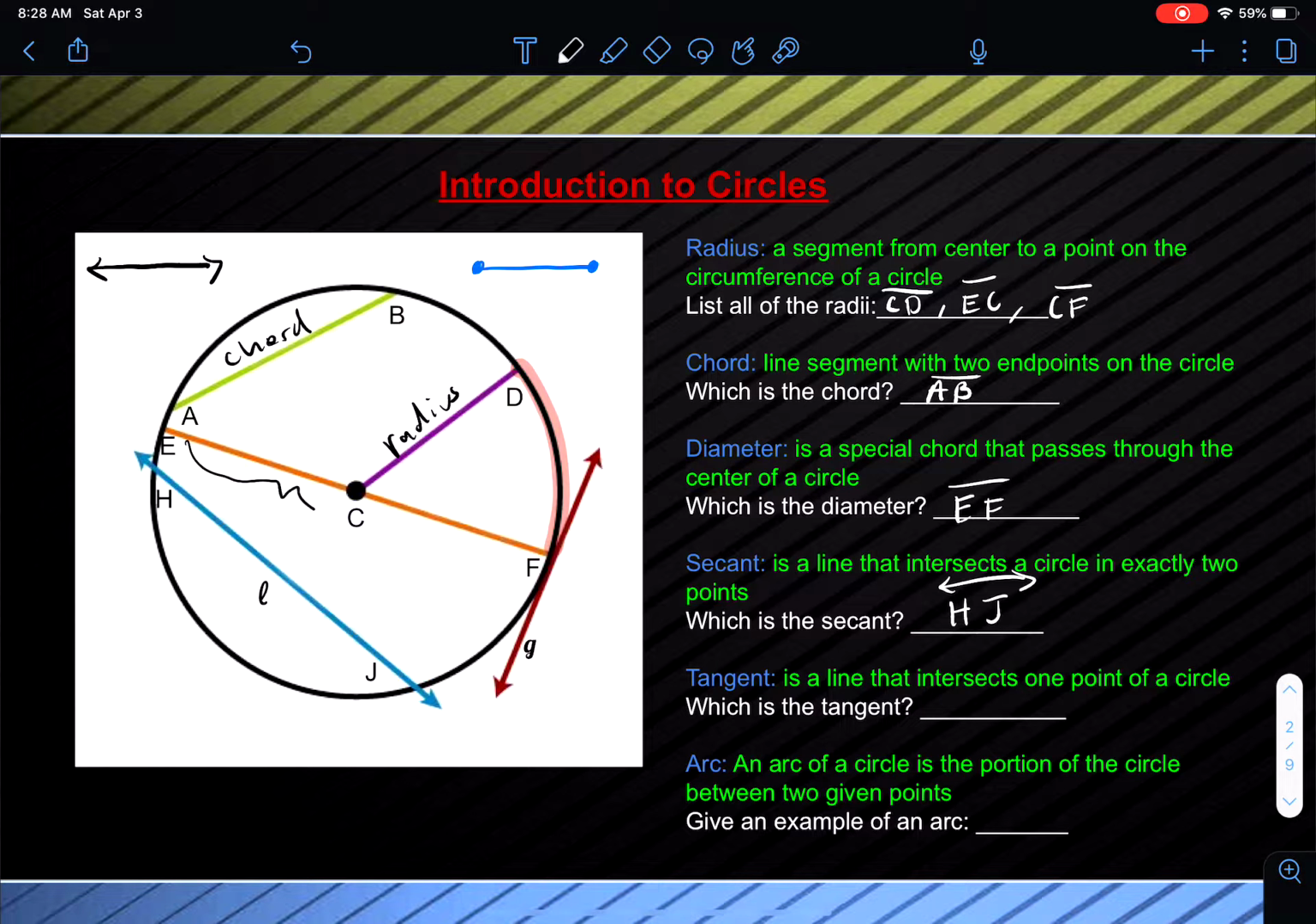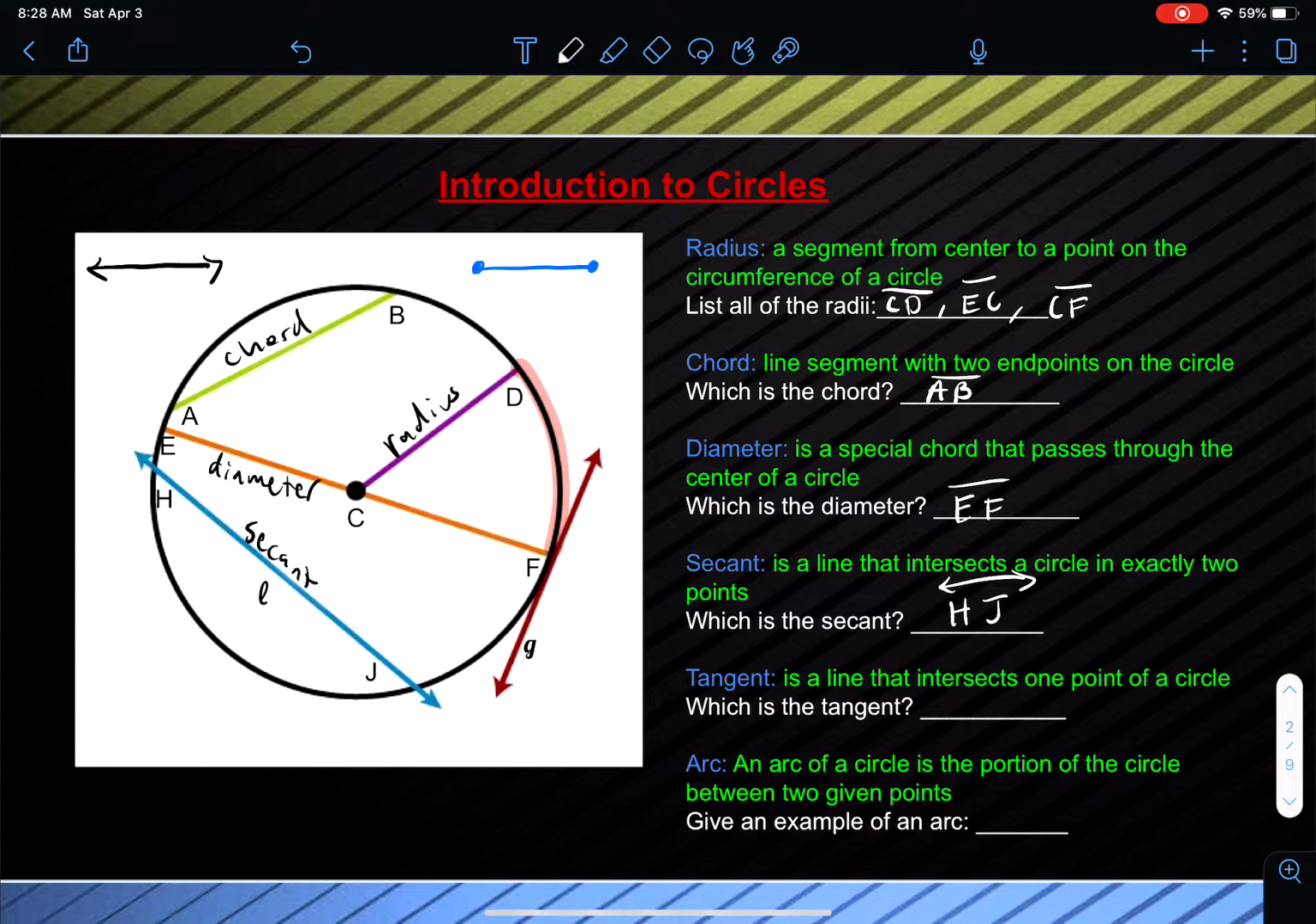Okay, let me label everything that we've talked about. So this whole thing, that's my diameter. Maybe I should not do that. That's right, diameter. Diameter. Okay, and then this is our secant line.